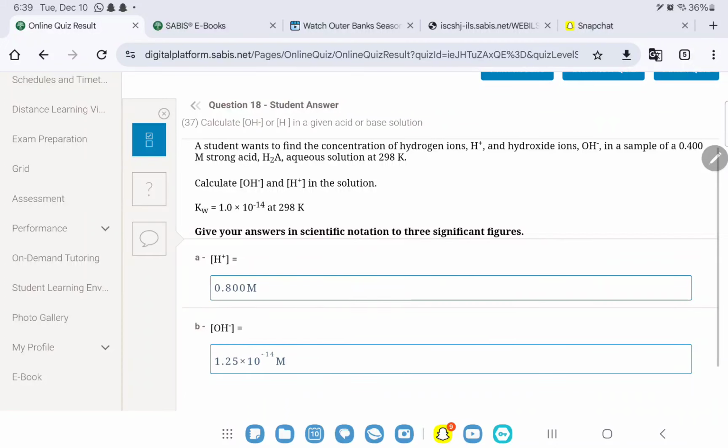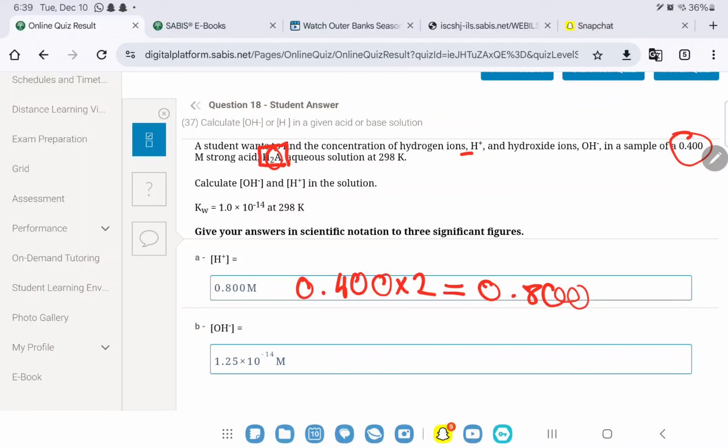Here we also have to do that equation again. They want the concentration of H ions and OH ions. H2A means you have to multiply the concentration by 2, the subscript. So 0.400 times 2, you get 0.800. Now for OH, you do 10 to the power negative 14 over the concentration of H ions, which is 0.800, and you get your answer.